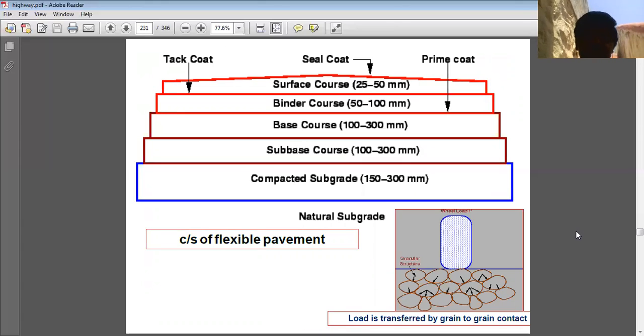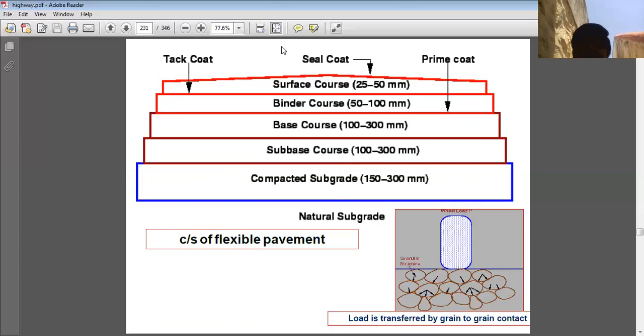Thickness of layers, cross section. Load is transferred by grain to grain contact. This is the grain to grain contact. Grain to grain contact means different granular structures of aggregates are provided.